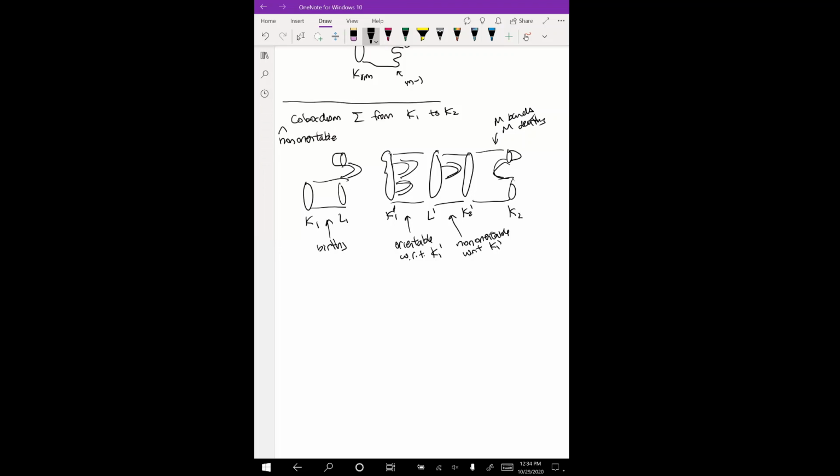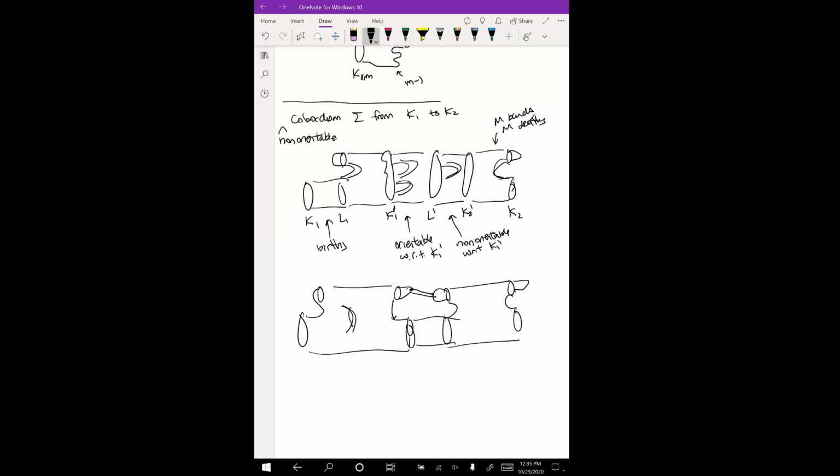Okay, so the argument that Juhász, Miller, and Zemke did was you take this whole thing and you glue it to its mirror. You do something like this. And then after you've glued it, we add tubes. You add tubes to these deaths. And then you get this other cobordism that involves adding these tubes.